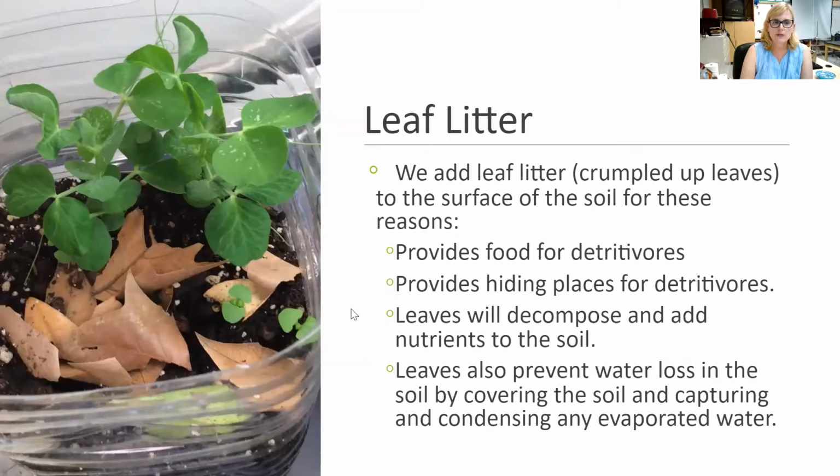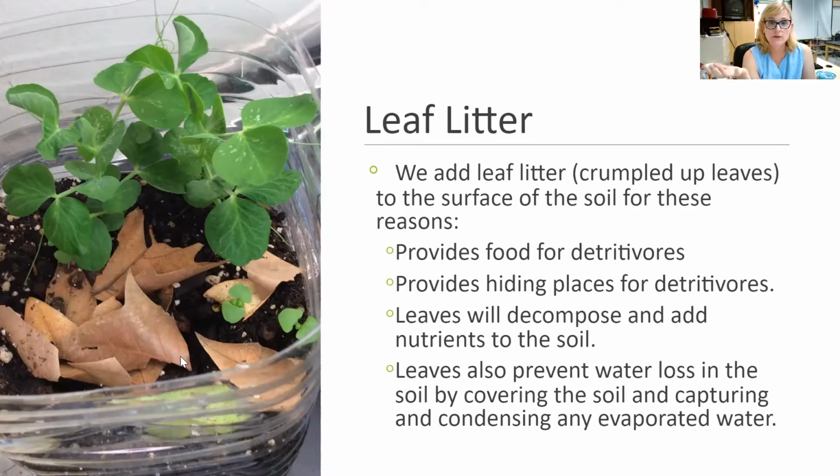You'll also put in leaf litter. We wait until most of your plants have germinated, and then we put the leaf litter around those plants: crumpled up leaves and usually some dried ones. This one doesn't show, but down here at the bottom it shows a fresh leaf, so it's a mixture of fresh and dried leaves. We're putting them on the surface of the soil.